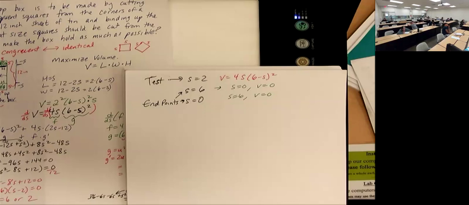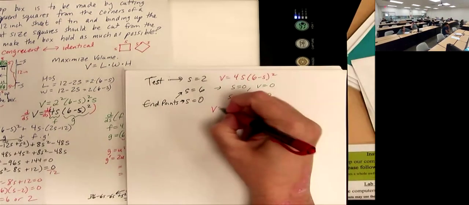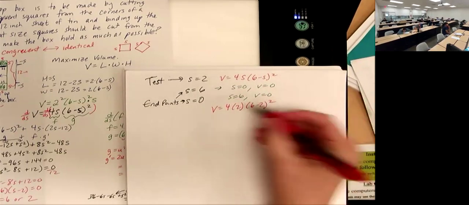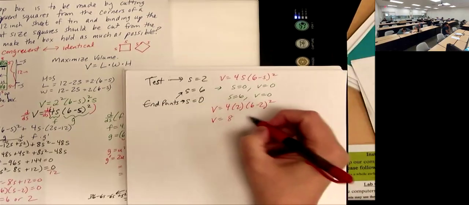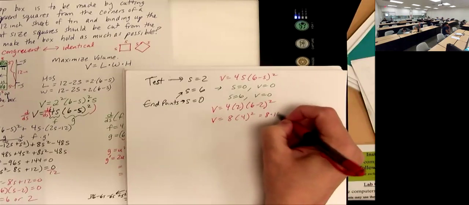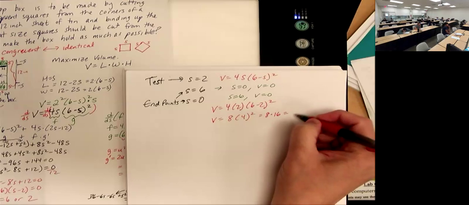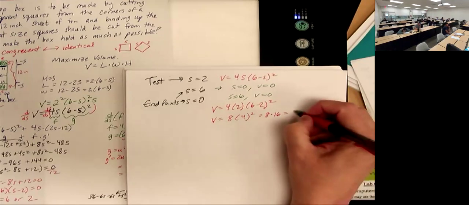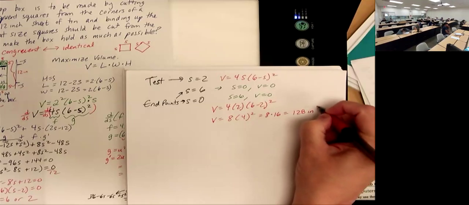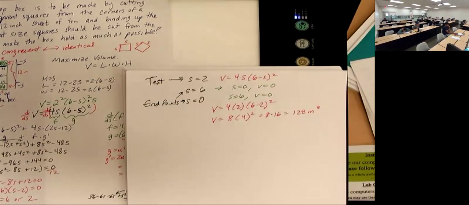Equals 2. That's the one we want. V equals 4 times 2 times 6 minus 2 squared. 8 times 4 squared. 8 times 16 is 80 plus 48 is 128. And this was in terms of inches, and volume is a cubic thing. That would maximize the volume. So the max volume comes if we cut 2-inch squares.